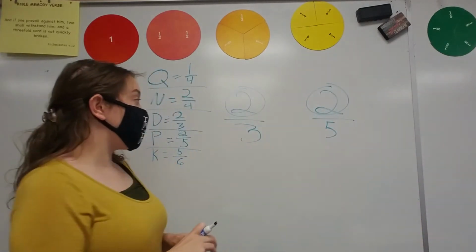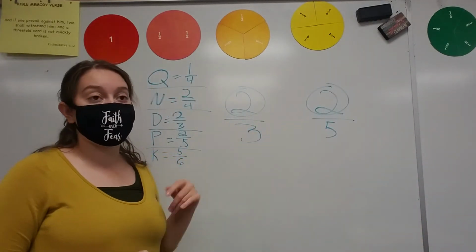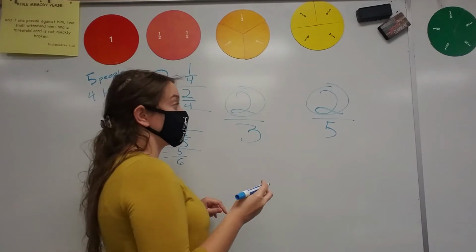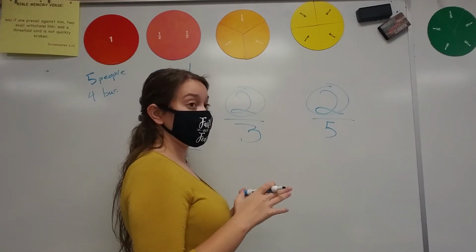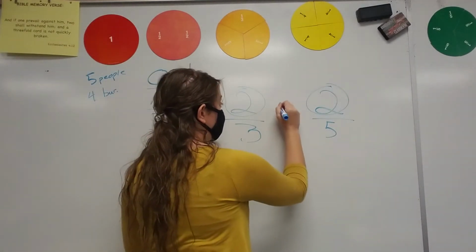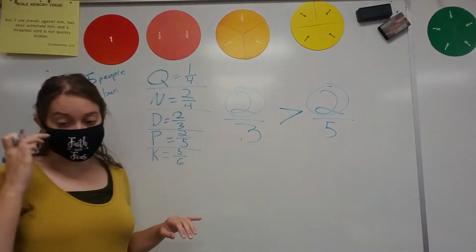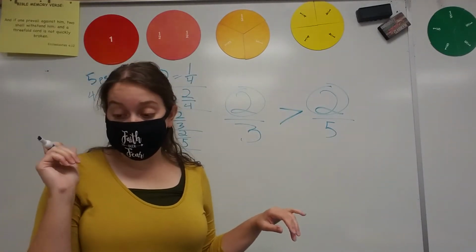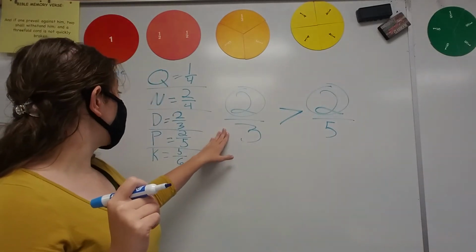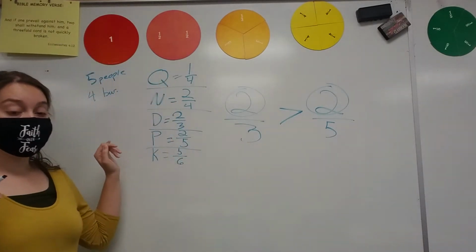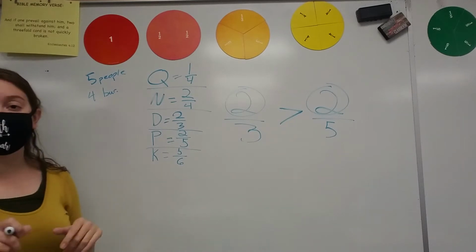So who ate more, 2/3 or 2/5? Keegan? 2/5. Ate more or less? Oh, 2/3. Ate more, right? 2/3 ate more. So, who ate more? Who was our 2/3? Bella? Diego. Diego. So you need to write Diego on your answer line.